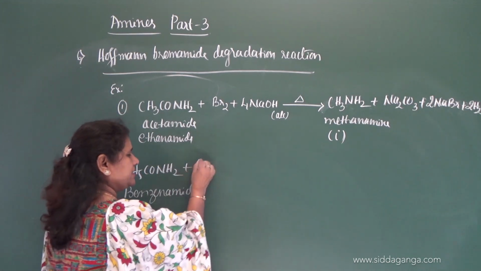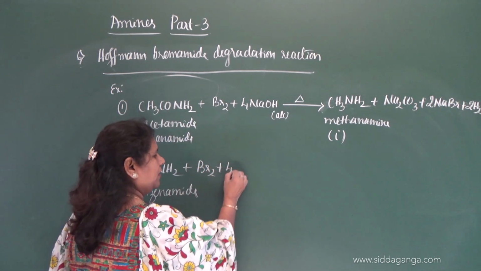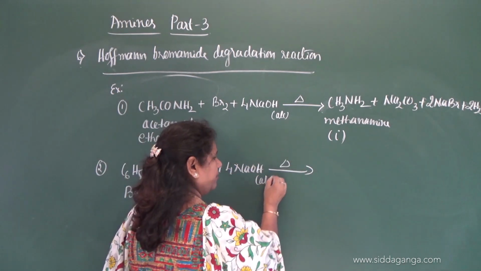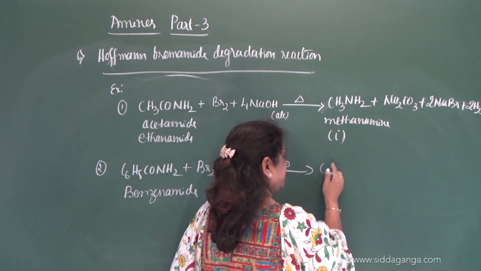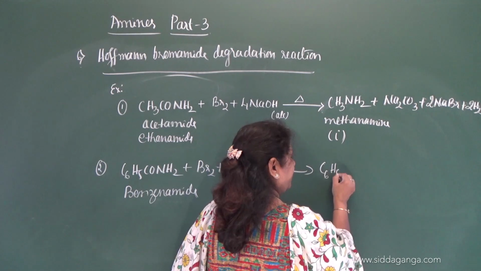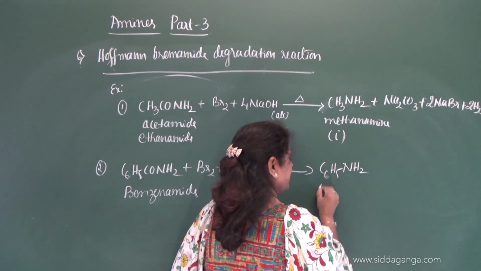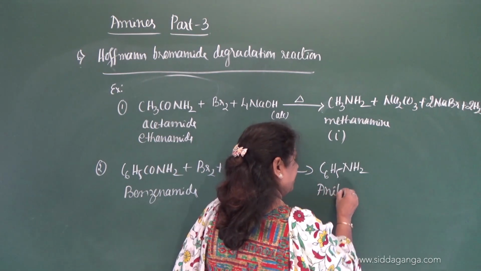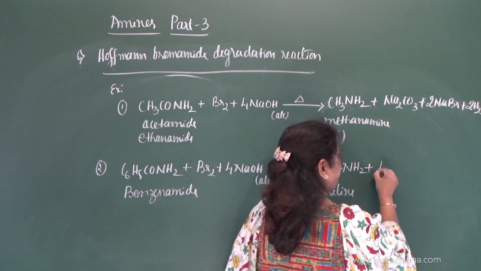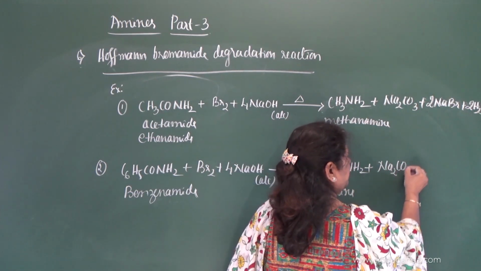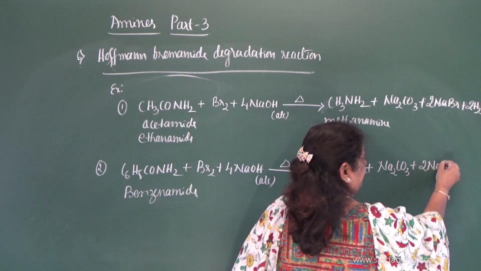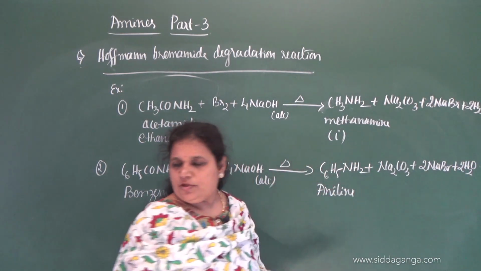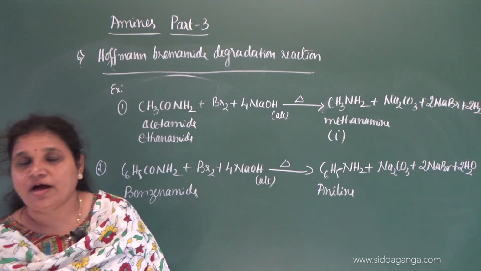Benzenamide, when it is heated with bromine in presence of NaOH, what do you get? So you will get C6H5NH2, that is aniline, with the formation of sodium carbonate and 2 moles of NaBr and 2 H2O. So this is about the preparation of aryl amine.